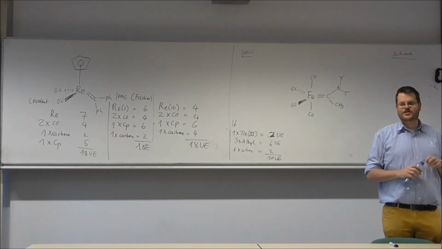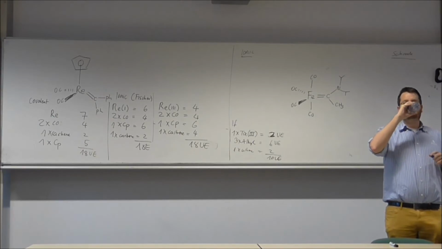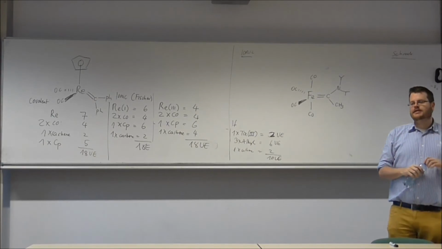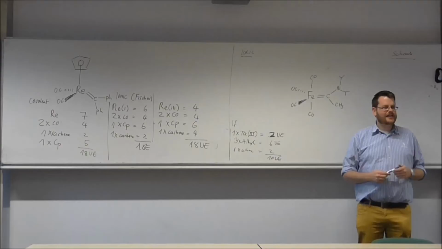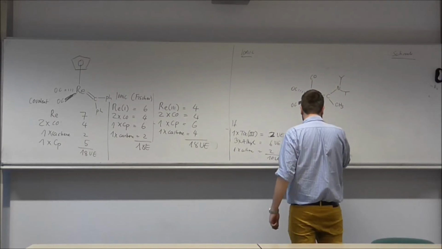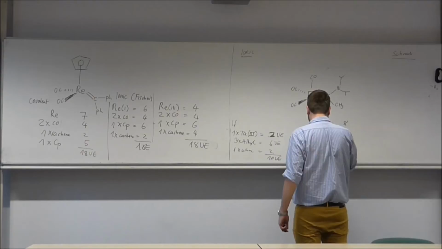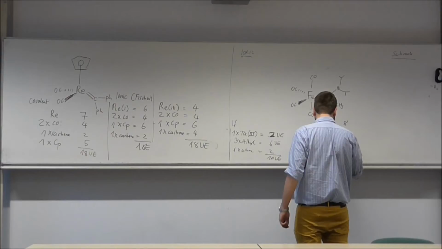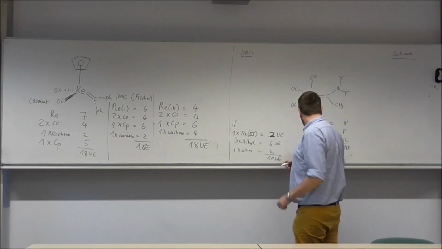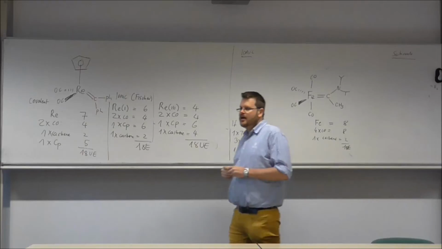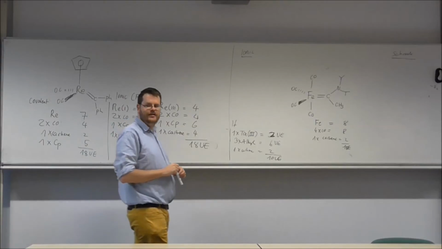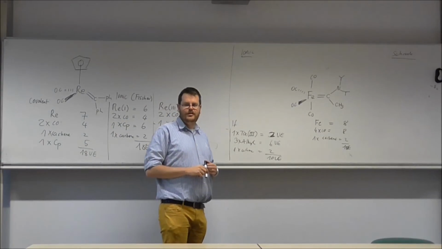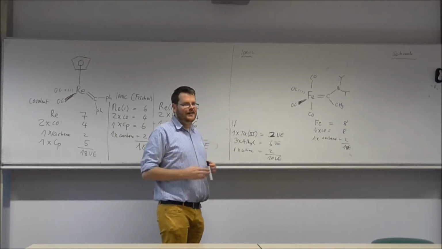So, who wants to venture a guess? Iron is group 8. 8, 10, 12, 14, 16, 18. Everyone get that? So, iron is group 8. We have 4 carbonyls, that's 8, and 1 carbene. That's 2. Now let's count ionically, assuming it's Fischer type. The carbene is still neutral. And the oxidation state is 0 on iron. Correct. So it's the same.